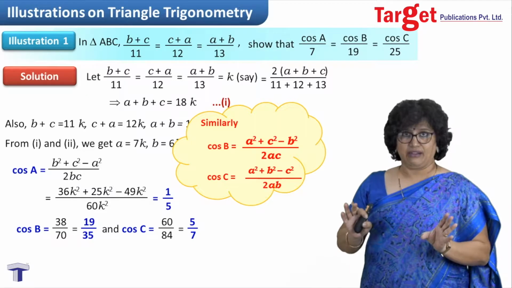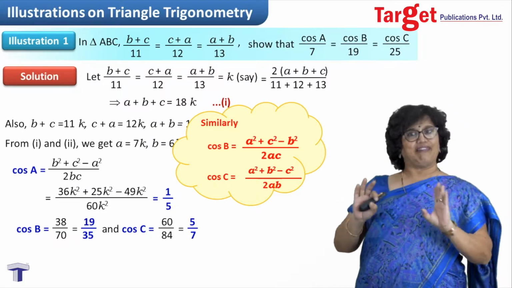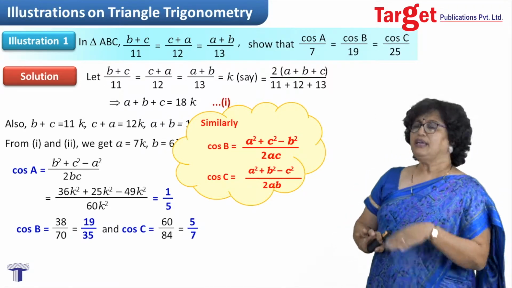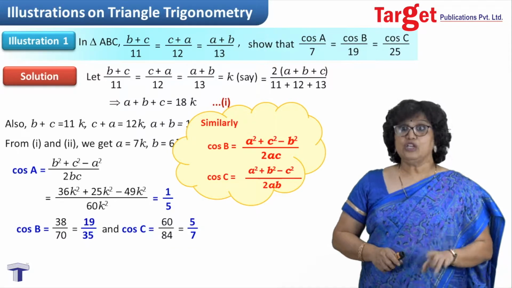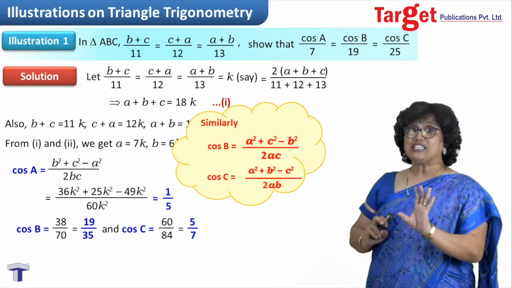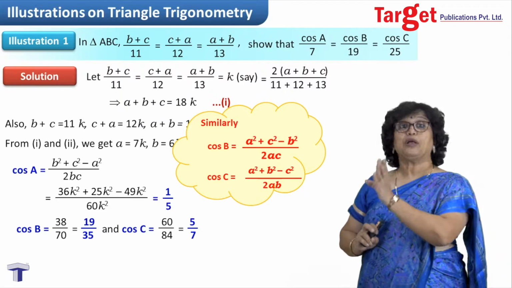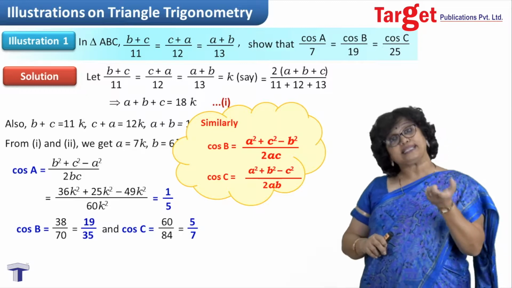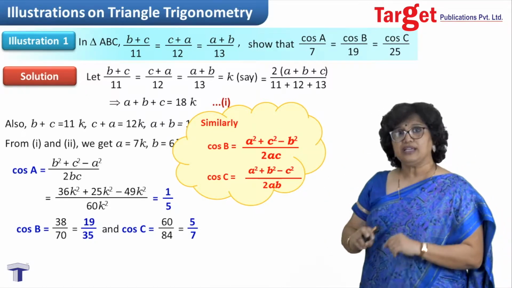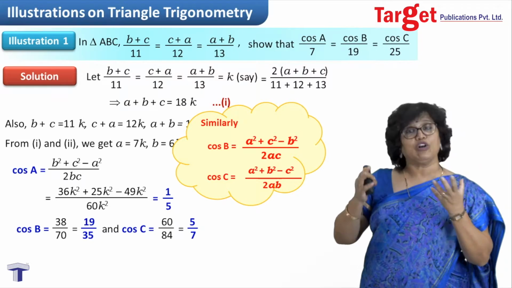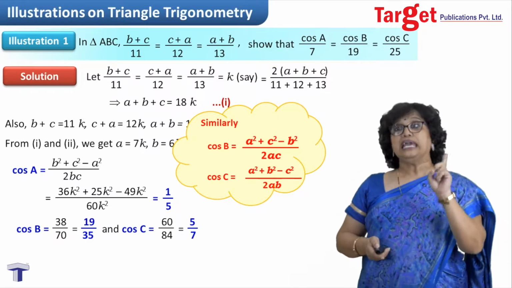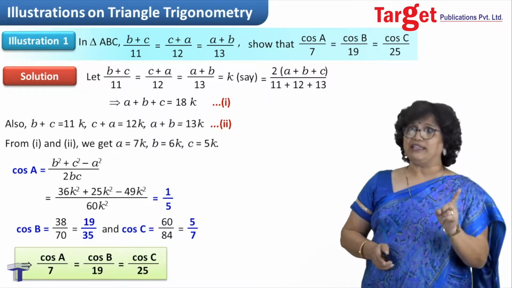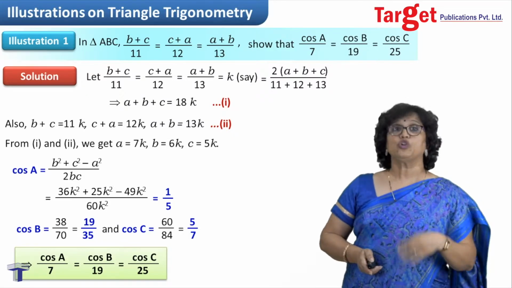Cos A is 1/5, cos B is 19/35 and cos C is 5/7. Now denominators are different. So I try to make the denominator 35 everywhere and I will write cos A as 7/35, cos B is 19/35 and cos C will be 25/35. So cos A = 7/35 tells me that I can write cos A/7 = 1/35. Now cos B/19 I will be writing as 1/35 and cos C/25 as 1/35. So can't I equate all of them because they all are equal to 1/35. So cos A/7 = cos B/19 = cos C/25. That would be my final result and that is what we were required to show.